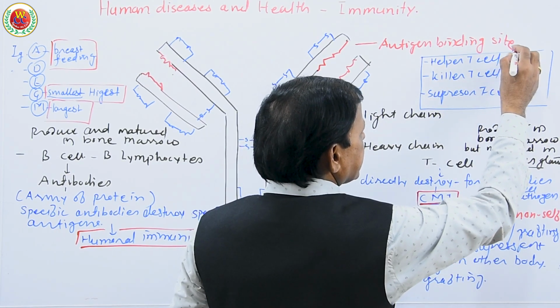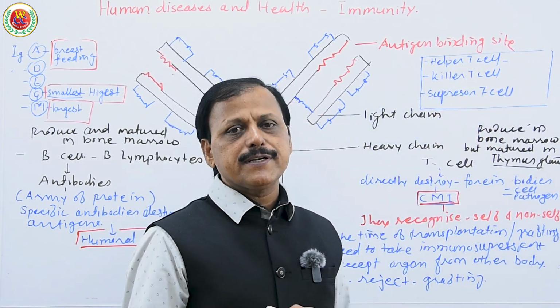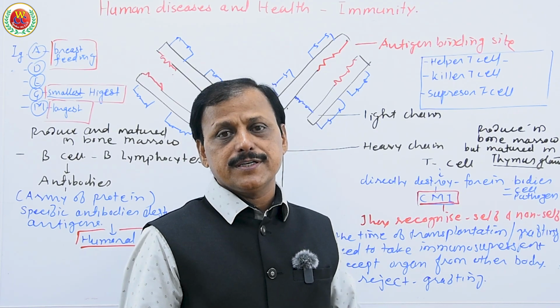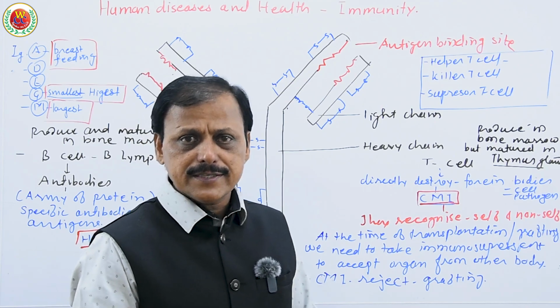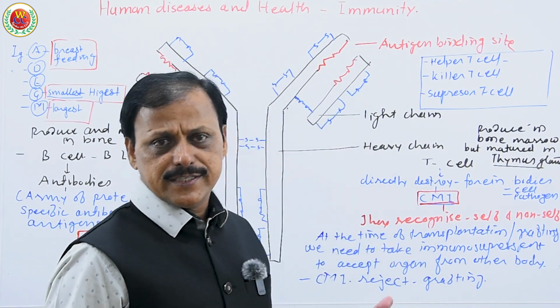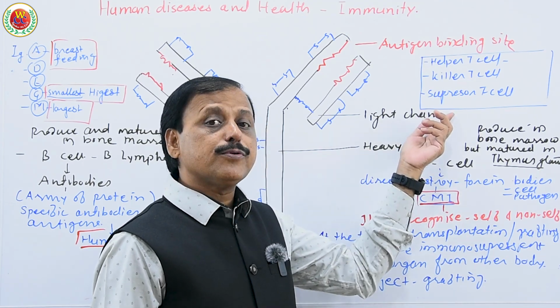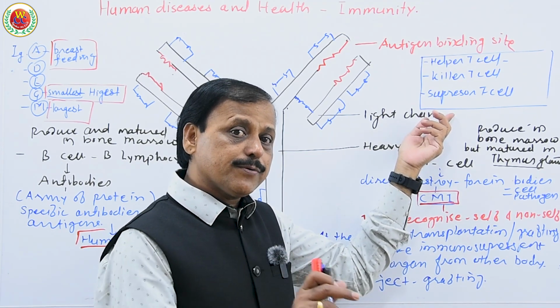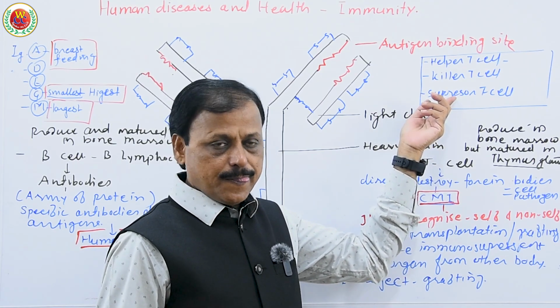Helper T cells help B cells to produce antibodies, killer T cells directly kill the pathogen, and suppressor T cells suppress autoimmunity. Our body sometimes goes against us in some diseases like rheumatoid arthritis, or when retroviral entry occurs. To suppress our immunity going against us, we are protected by suppressor T cells.